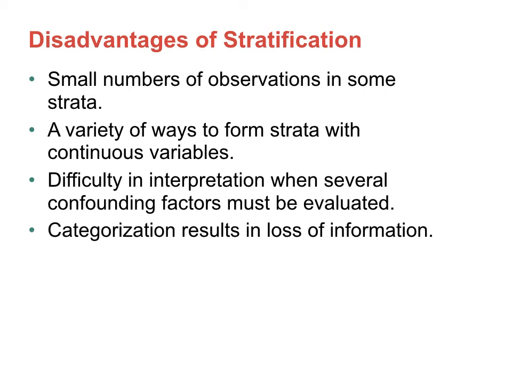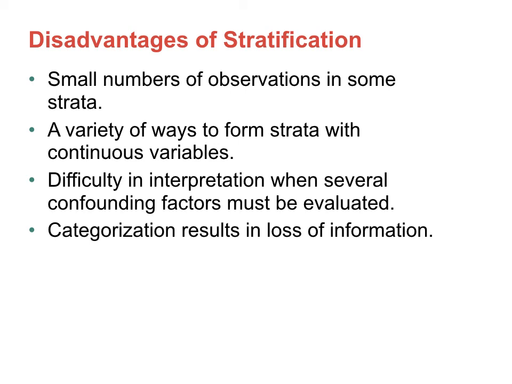Other disadvantages include a variety of ways to form strata with continuous variables. A continuous variable would be age, for example. So how do we categorize age? Are we going to just look at everyone who's 20? Or are we going to put people who are 20 to 25 together? Are we going to put people 20 to 30 together and make it what we consider a categorical variable? So that becomes a little bit tricky. It's also difficult to interpret when several confounding factors must be evaluated.